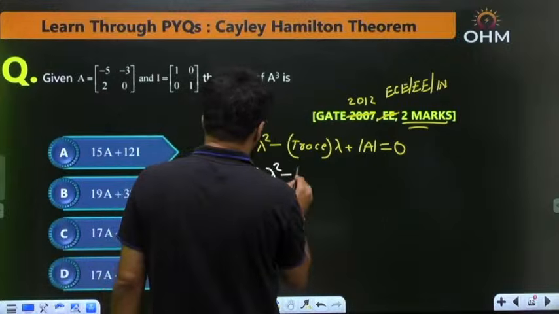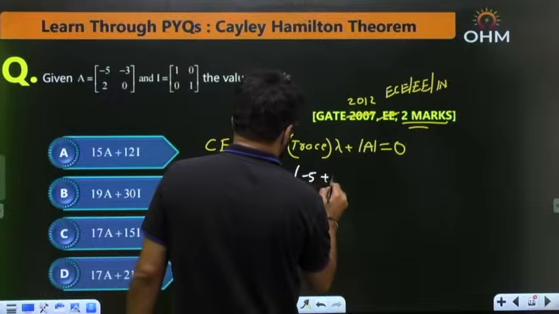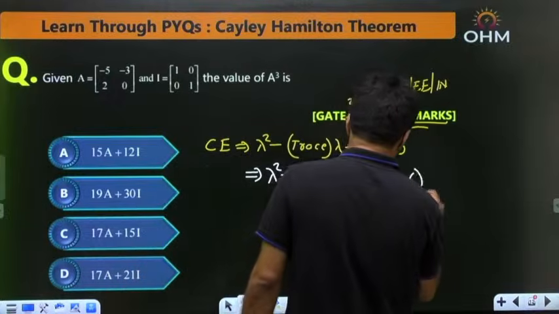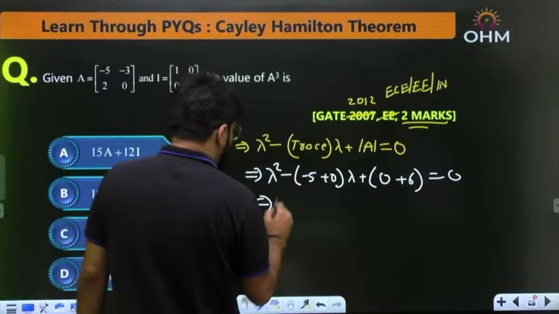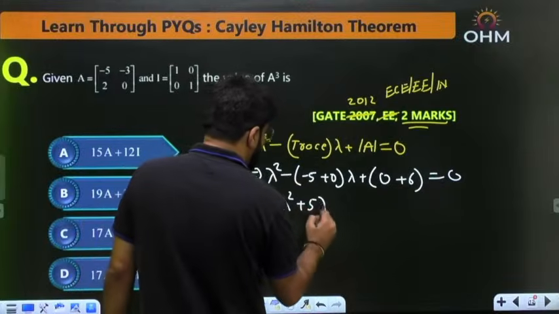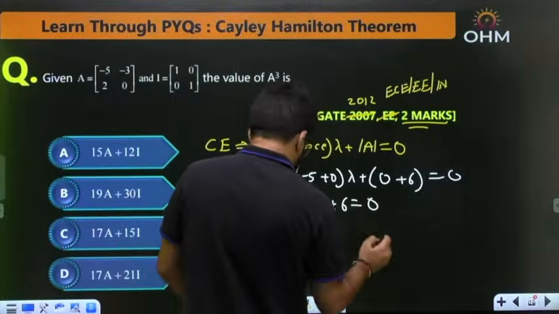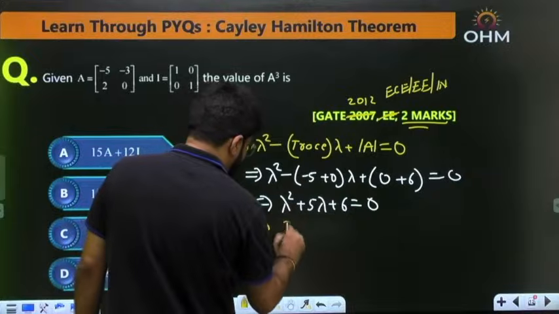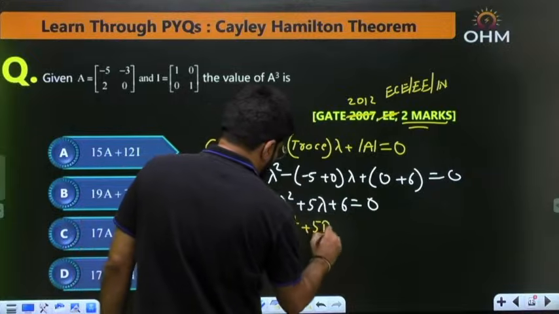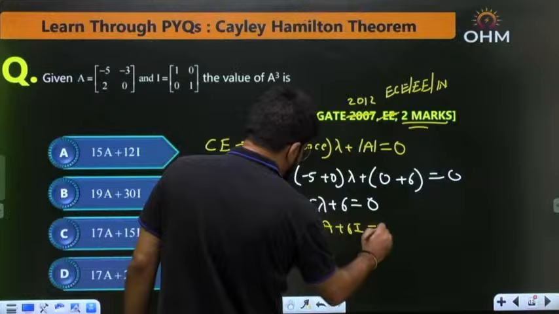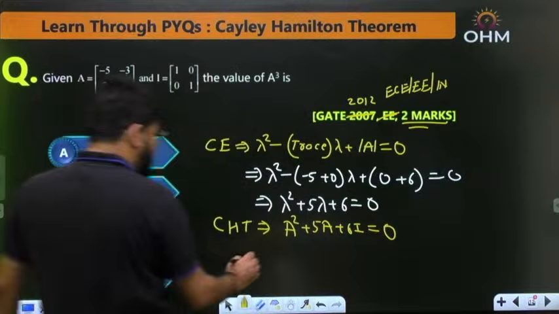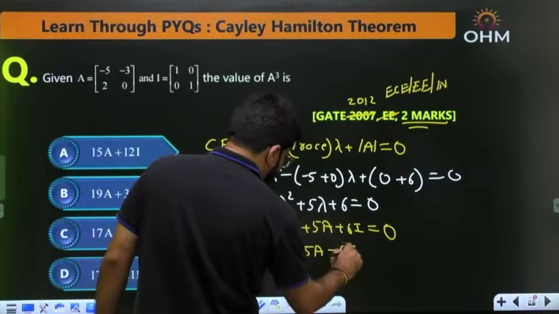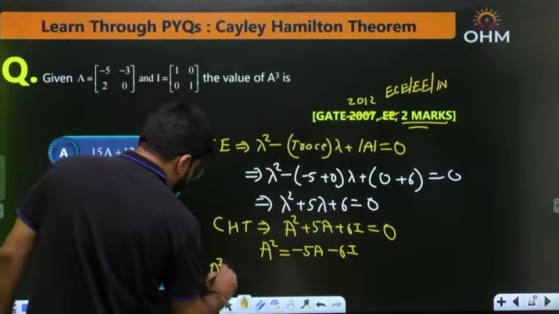So lambda square minus trace. What is the trace here? Minus 5 plus 0, and the determinant here is 0 minus minus 6, which is plus 6. So the characteristic equation here is lambda square plus 5 lambda plus 6 equal to 0. If I apply the Cayley Hamilton theorem, lambda will be replaced by A, so A square plus 5A plus 6I equal to 0. So directly I get the value of A square: minus 5A minus 6I.